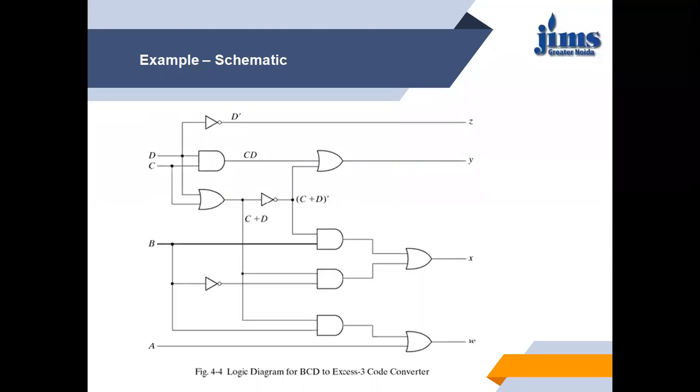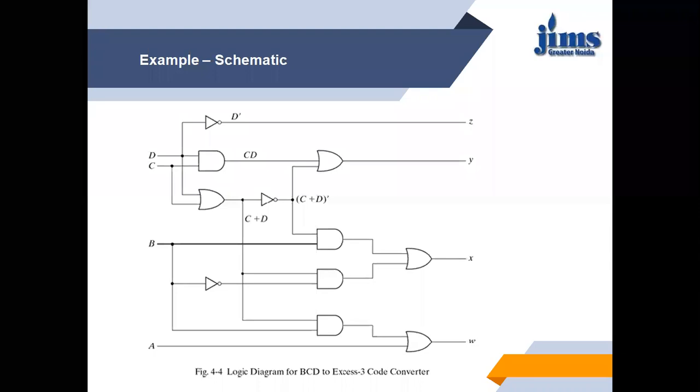So, the expressions we found in the previous slide have been implemented, and this is known as a combinational circuit which has 4 inputs as BCD, and the output will be 4 bits of XS3. Whenever we give it a valid BCD, the output will be a valid XS3 combination. So this is how any code converter can be designed.